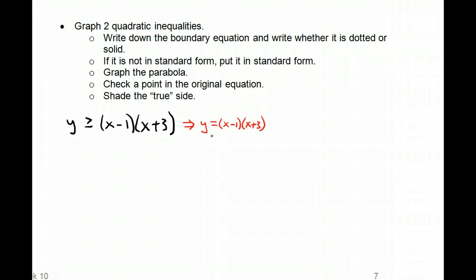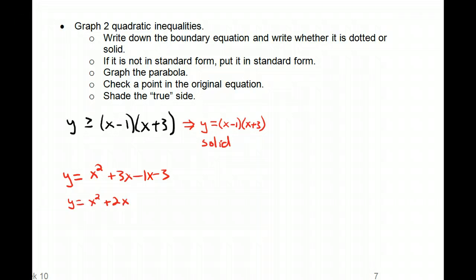This one, because of the symbol that's here, is greater than or equal to, so I am going to make it a solid border. But this is a weird looking equation. I don't have the right information that I need. I need to take that and actually multiply it out, and I get x squared plus 3x minus x minus 3, so I get x squared plus 2x minus 3.